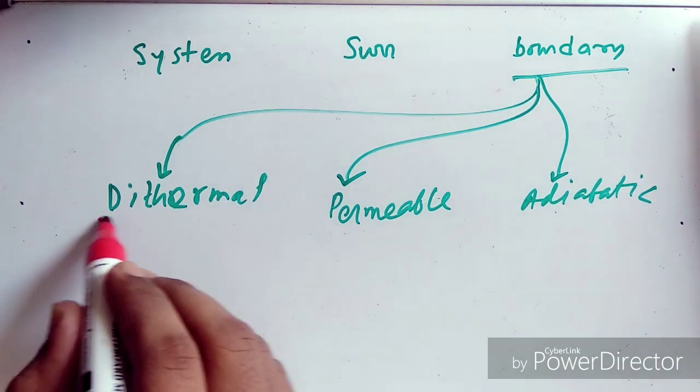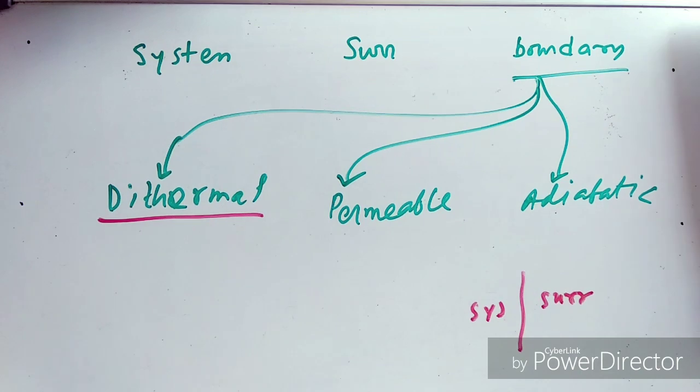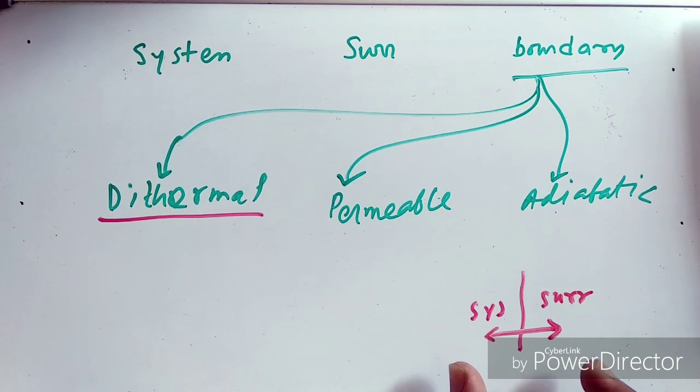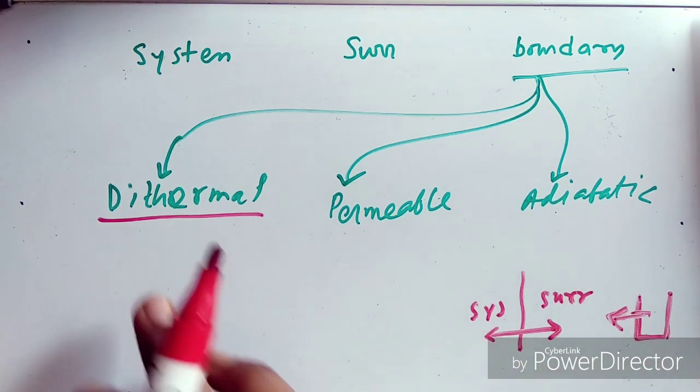So what is a dithermal boundary? Suppose this is the system, this is the boundary, and this is the surrounding, just a rough sketch. A dithermal boundary will allow only energy to pass from the system to the surrounding or from the surrounding to the system. It only allows energy exchange, energy transfer, such as heat transfer. For example, if you take a stainless steel glass of hot water, heat can pass through the wall of the glass and reach the surrounding.